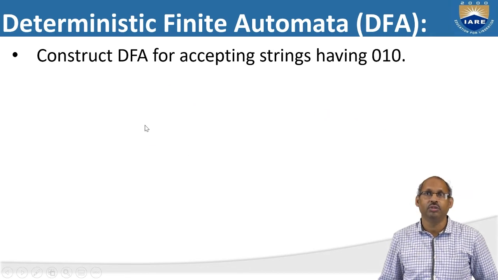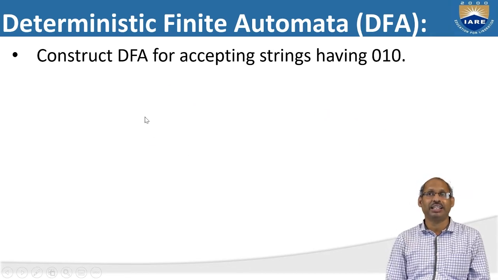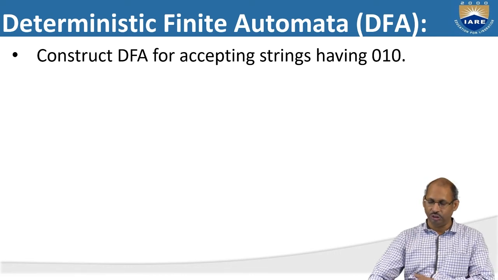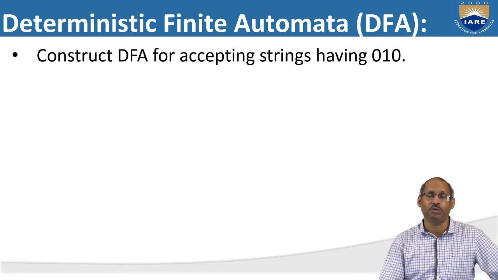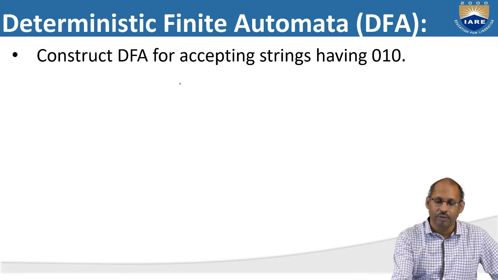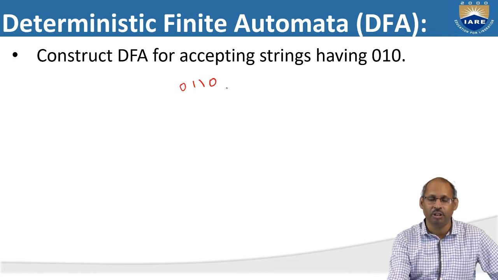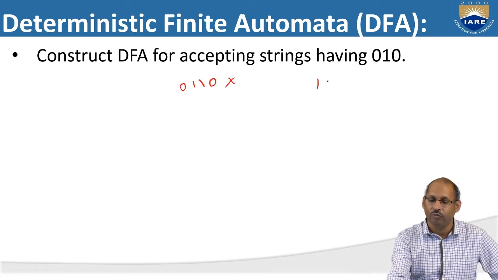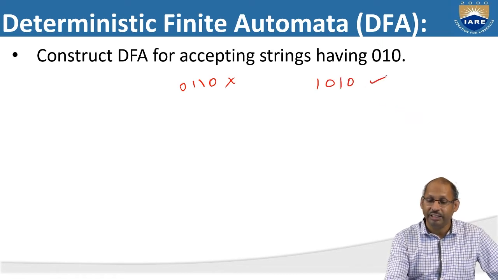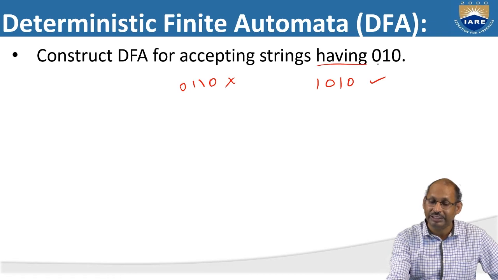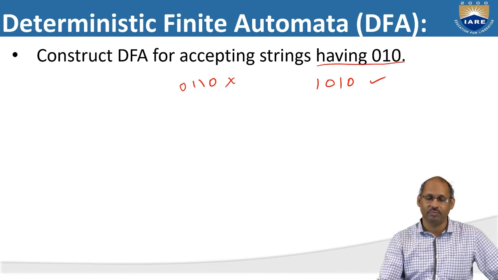Now we'll discuss one more example. Our problem is to construct a DFA accepting strings having 010. Now, we check which strings are acceptable and which are not. 0110, is it acceptable? No. 1010, acceptable.